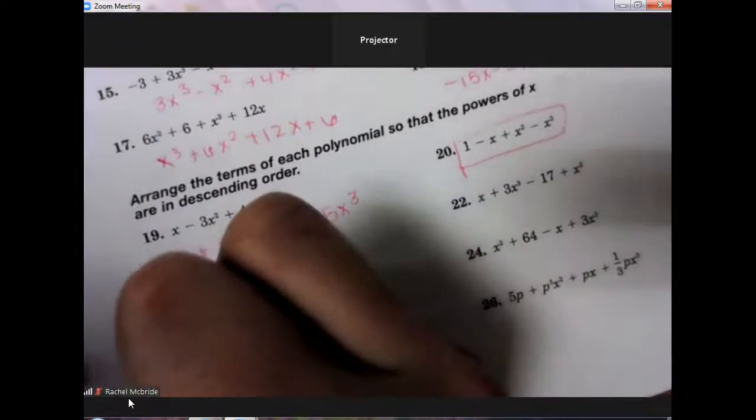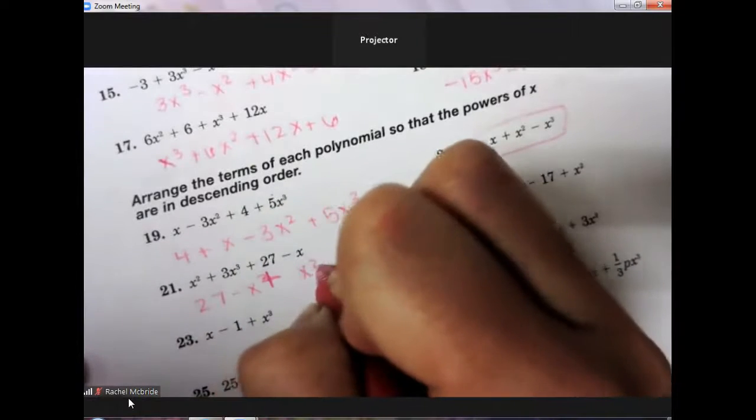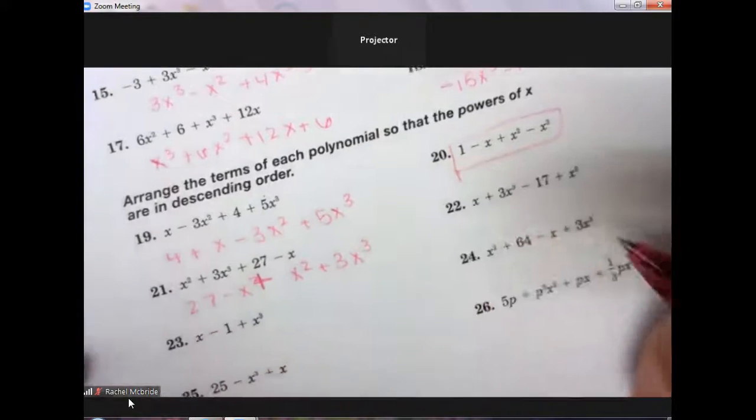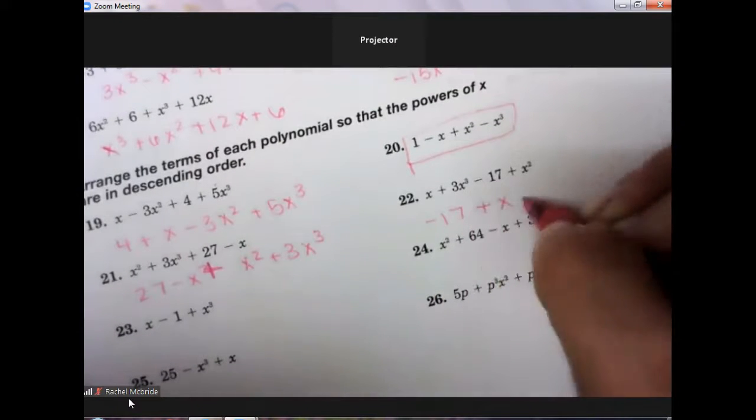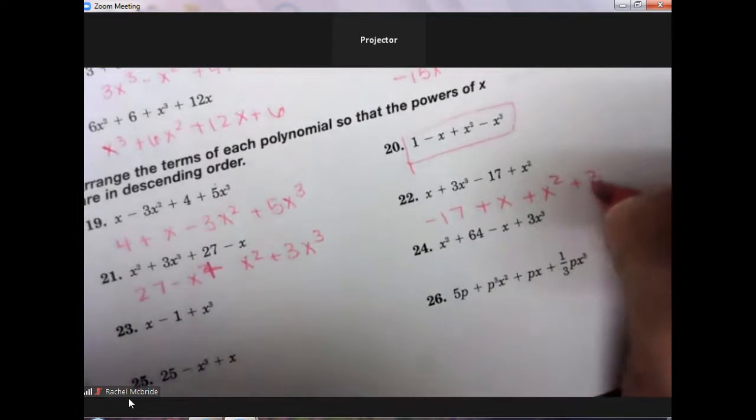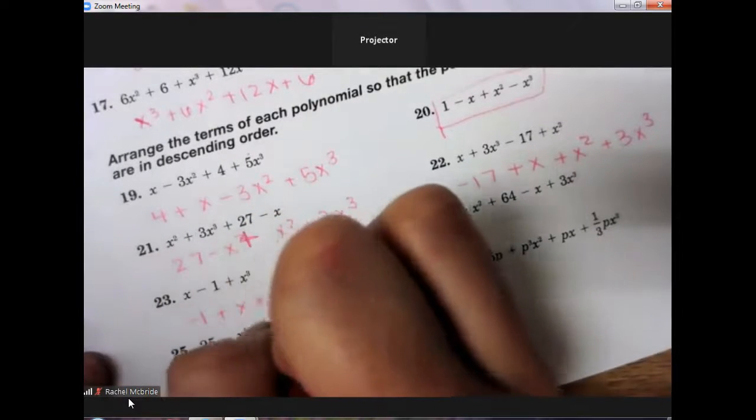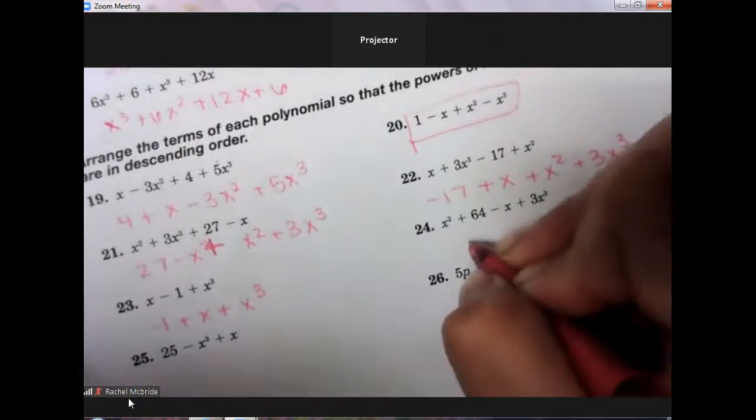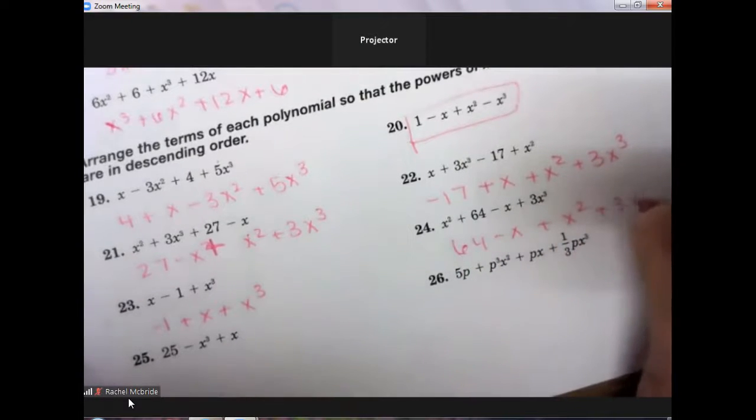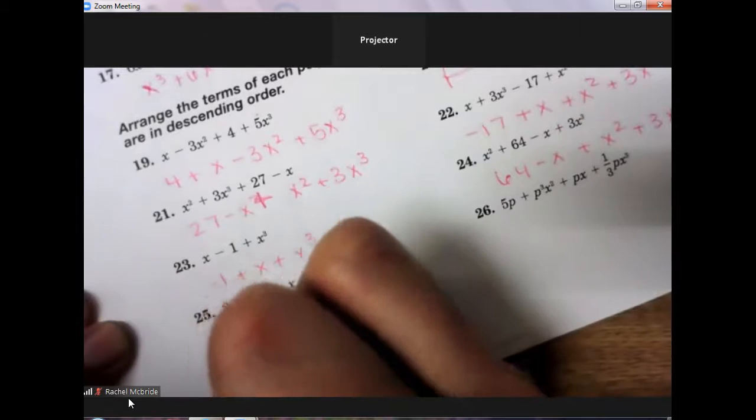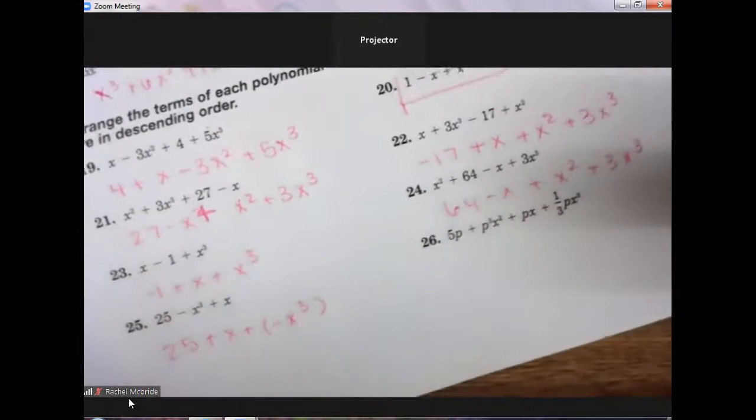And then here you'd go 27 negative x plus x squared plus 3x cubed. Negative 17 positive x squared positive 3x cubed. Negative 1 positive x cubed. 64 minus x plus x squared plus 3x cubed. And then 25 plus x plus a negative x cubed.